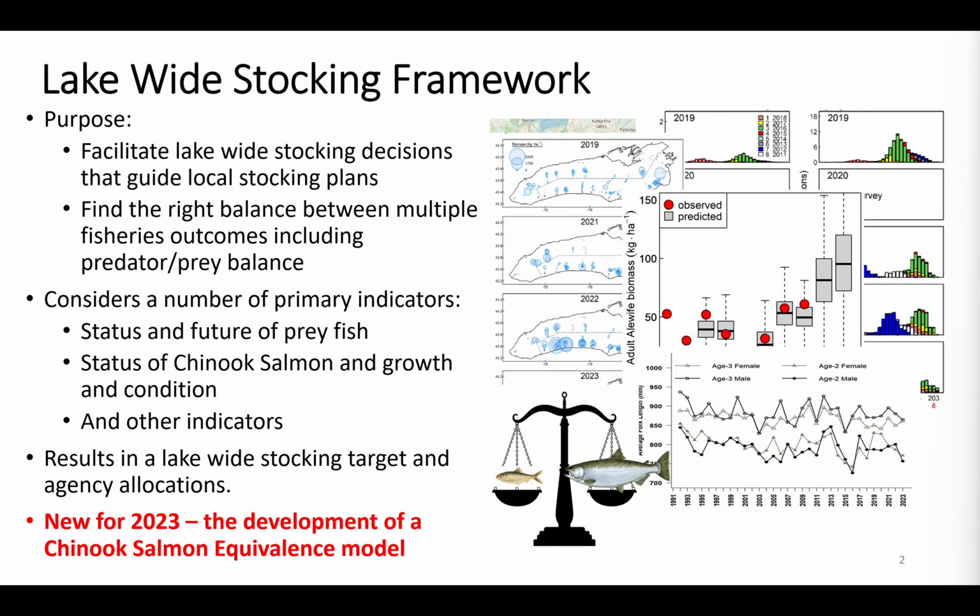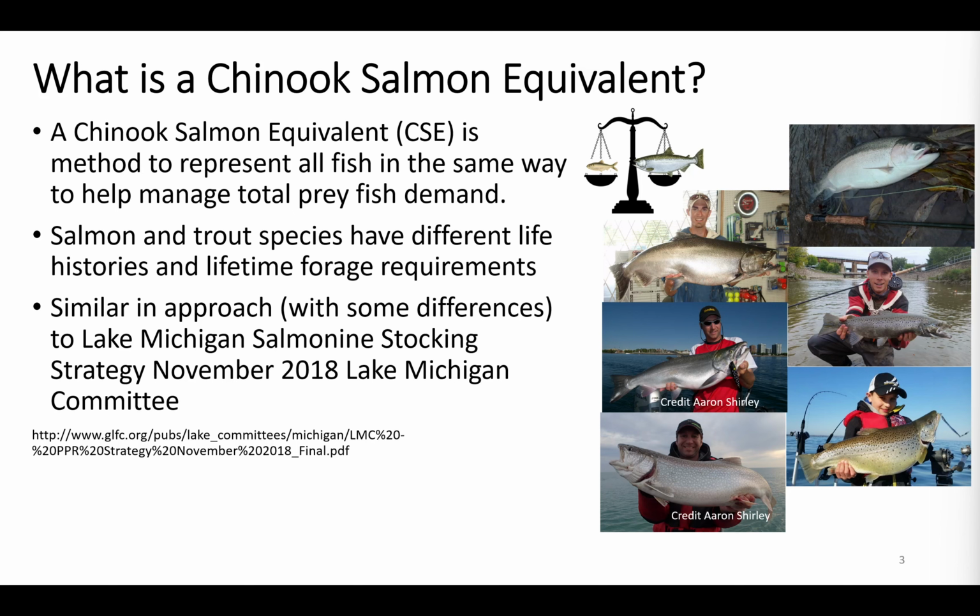What's new for 2023 was the move to a Chinook salmon equivalence model. I'm just going to unpack that a little bit and talk about what was on our mind when we were thinking about that. So Chinook salmon equivalence, or CSE, is just a method to represent all fish in the same way to help manage the total prey demand. Salmon and trout species all have different life histories and different lifelong forage requirements. It's a similar approach to what was used in Michigan, the Lake Michigan Committee. In 2016, they put a framework out. We've got a couple of differences in there that we're going to point out.